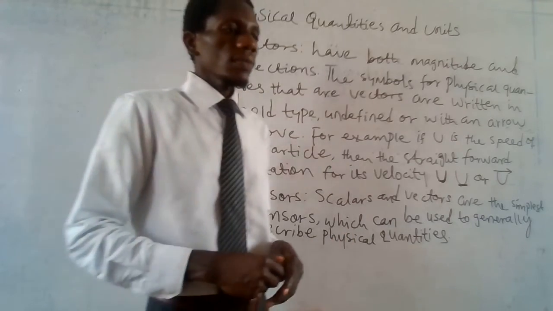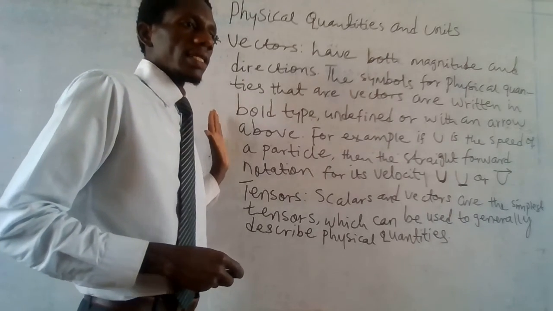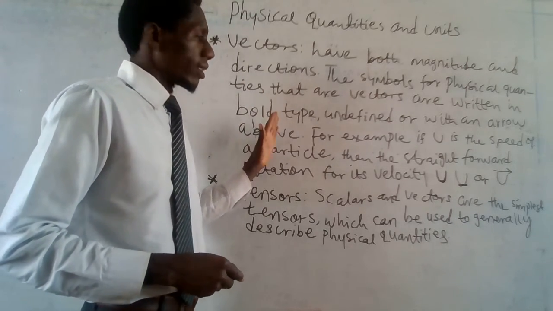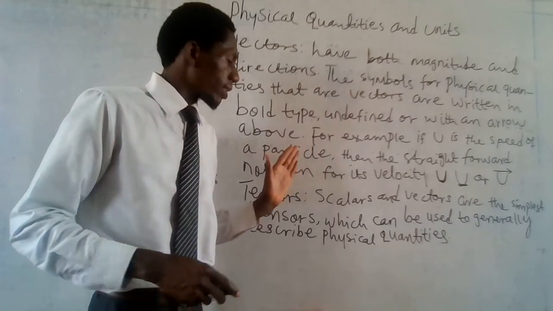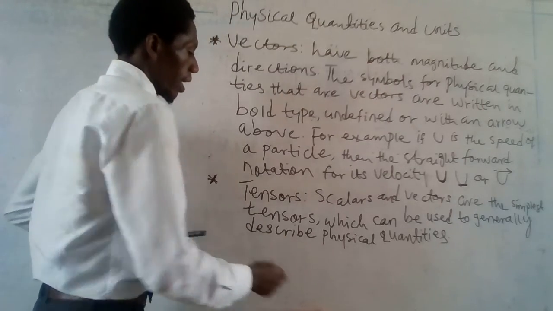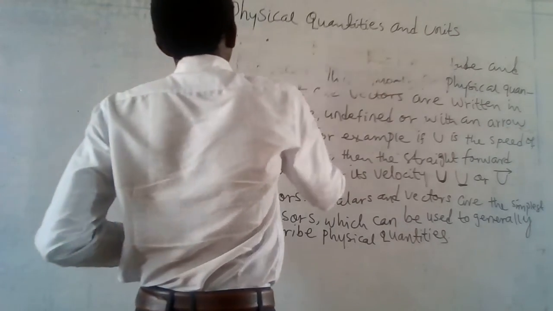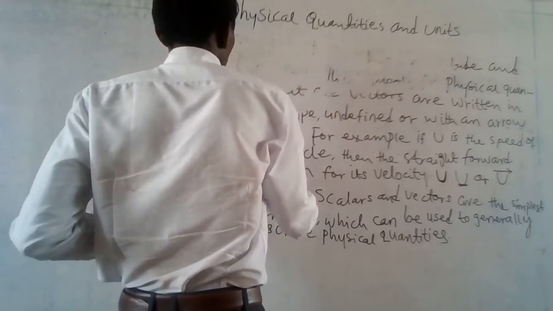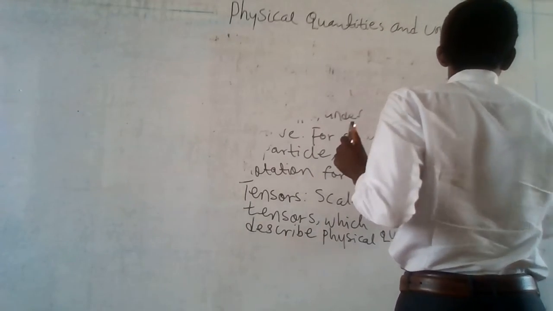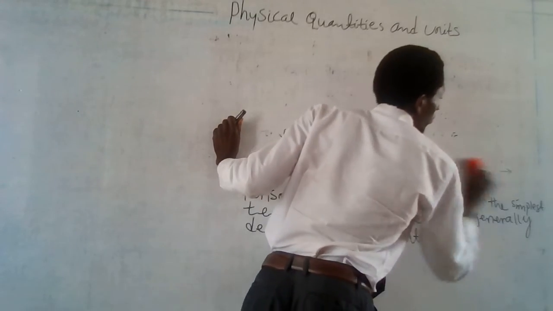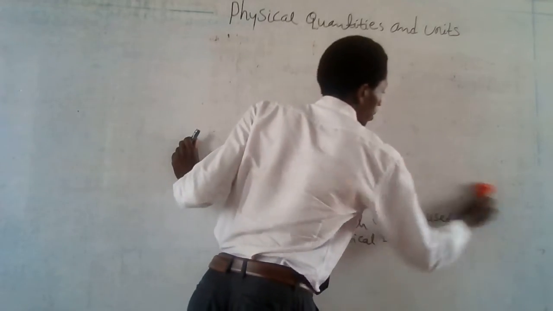All right. So these are the basic definitions when we want to talk about physical quantities. We have to have this in mind always. We should remember the definitions. That way we can understand better.